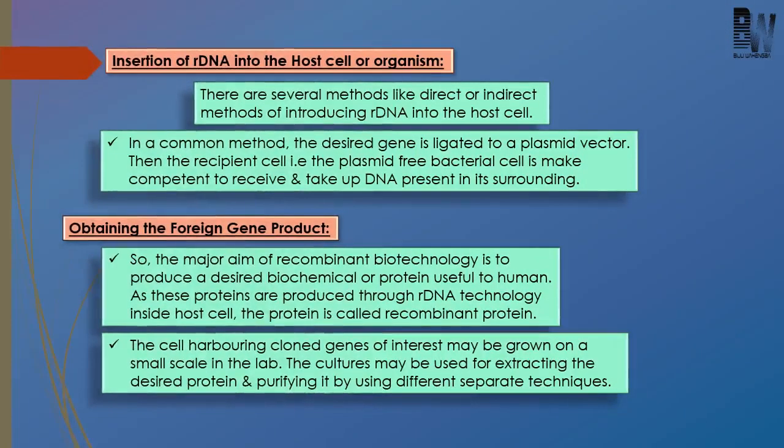Now come to next step, that is insertion of recombinant DNA into the host cell or organism. So here, before the recombinant DNA is inserted into the host cell must be made competent, and we have studied how to make the host cell competent. Okay, but nowadays by using some technique we can introduce the recombinant DNA directly into the host cell, okay, without making the host cell competent. For this we can use microinjection, we can use biolistic gun, and we can use disarmed pathogen.